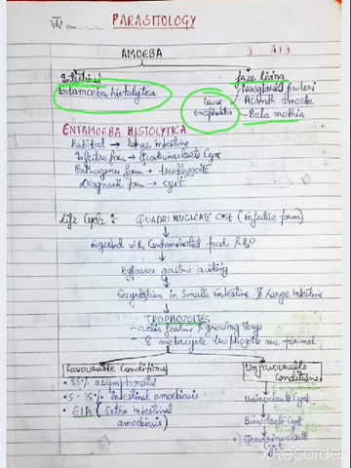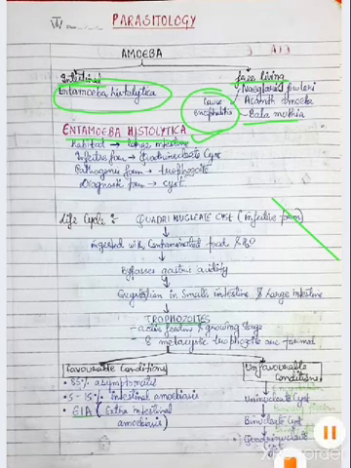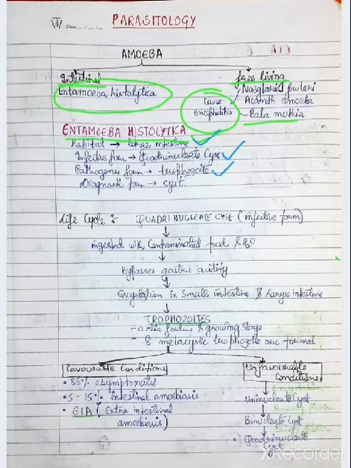Now, firstly, we'll start with the Entamoeba histolytica. Habitat is large intestine. Infective form is the quadrinucleate cyst, and the pathogenic form is trophozoite, and diagnostic form is cyst. So, habitat is large intestine. Infective form is quadrinucleate cyst. Pathogenic form is trophozoite and diagnostic form is cyst.